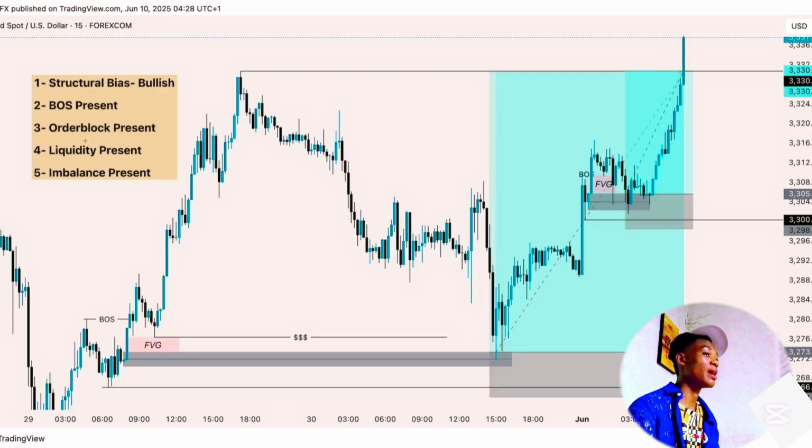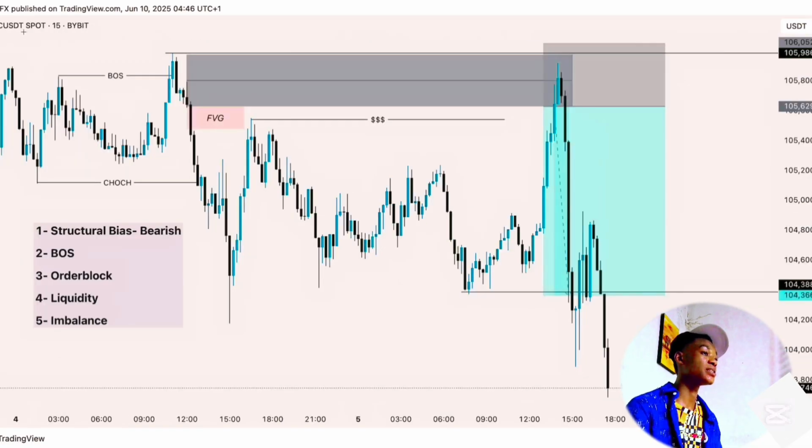I need to see all my confluence. That is the power of confluence. It will help you stay organized. Remember why it matters: the accuracy, the confidence, and you stay organized generally. So let me also show you guys another setup. This was a quick sell from BTCUSD.